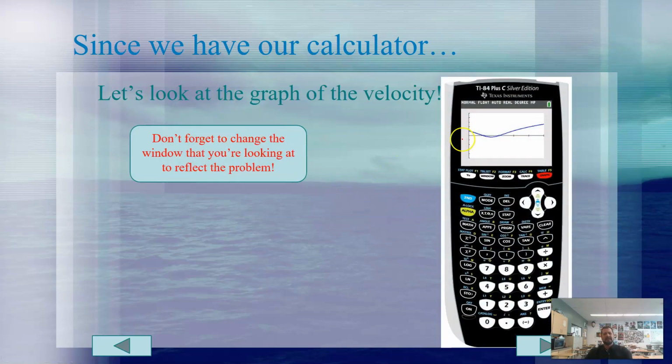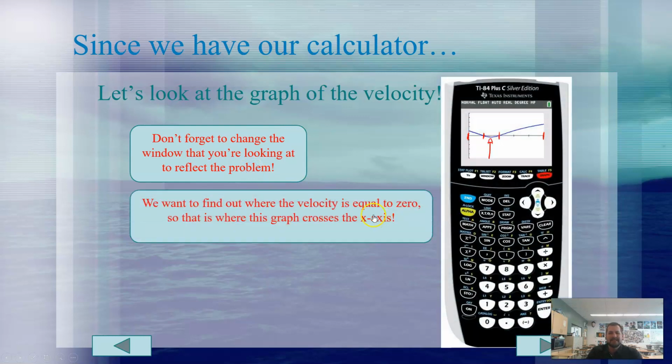Now, one thing I want to call your attention to on this problem is the problem said that I was looking from time equals 0 to time equals 5. So I pressed the window button, and I changed my x values from 0 to 5 so I could look at what was happening. Once I did that, I just wanted to find out where it's below the x-axis. So I press second trace, and then I look for my zeros to find out where it crosses the x-axis both of those times. And we can find out exactly where that happens.